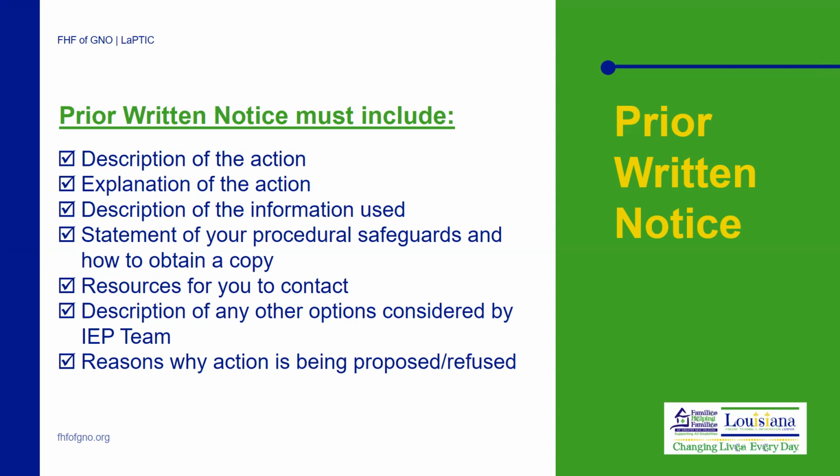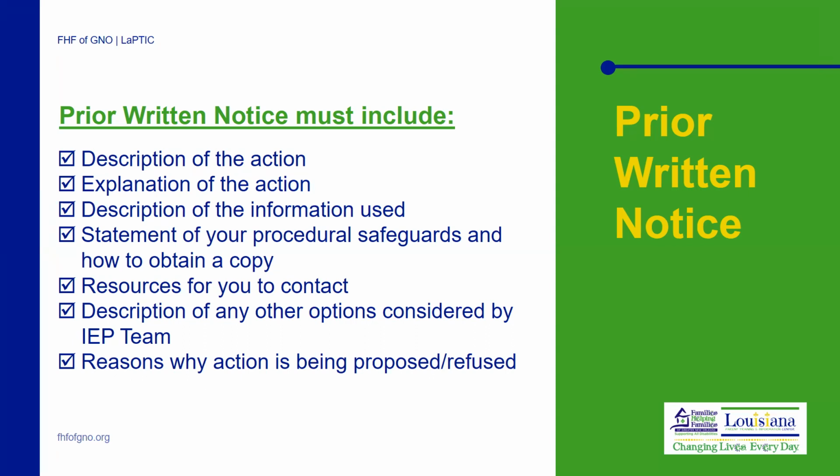It has to include resources for you to contact for help in understanding Part B of IDEA. It has to describe any other options that your child's IEP team considered and the reasons why those options were rejected. And then lastly, it has to provide a description of other reasons why the school has proposed or refused the action.